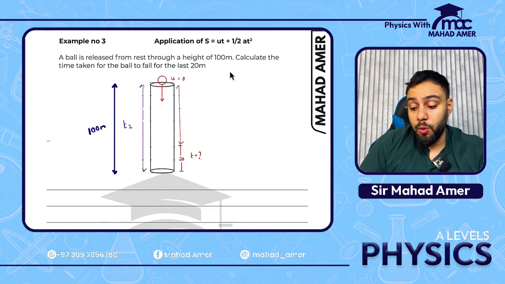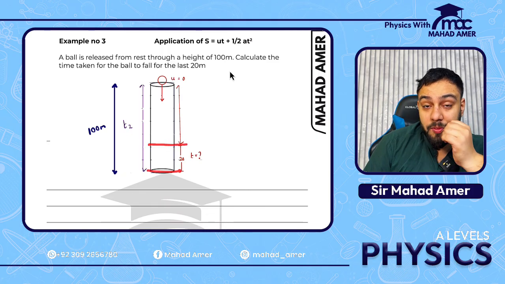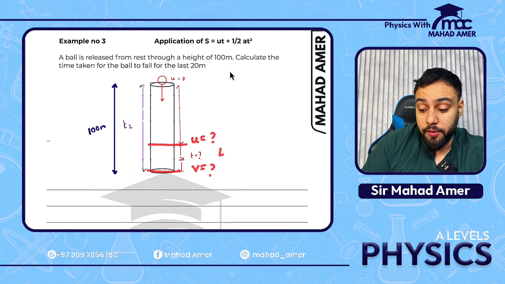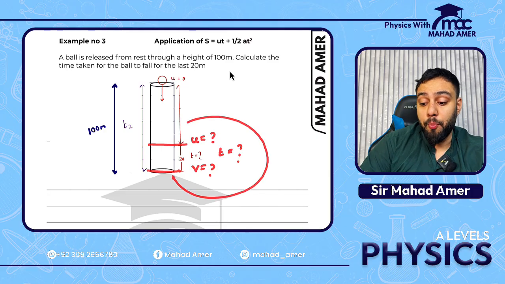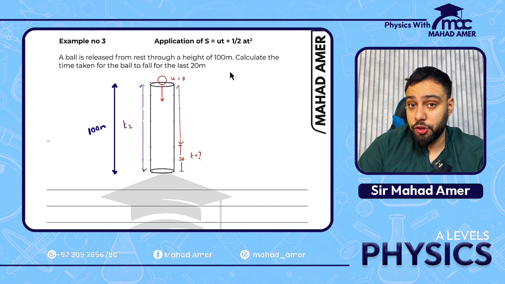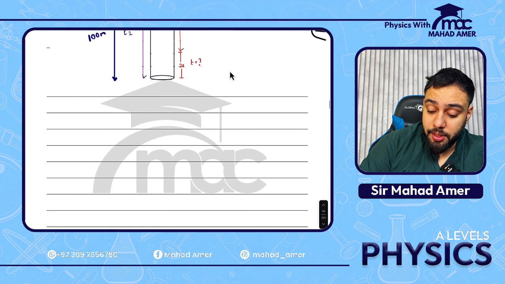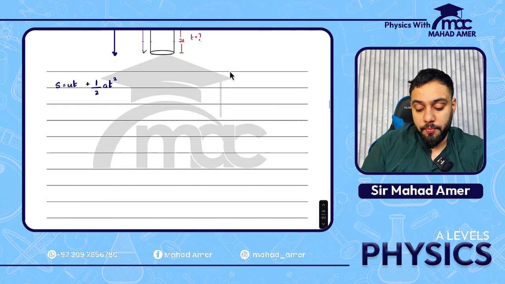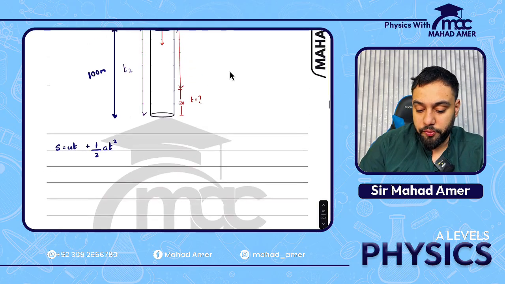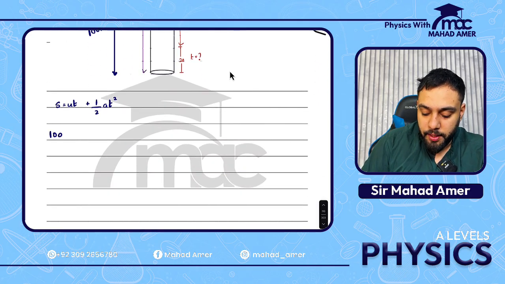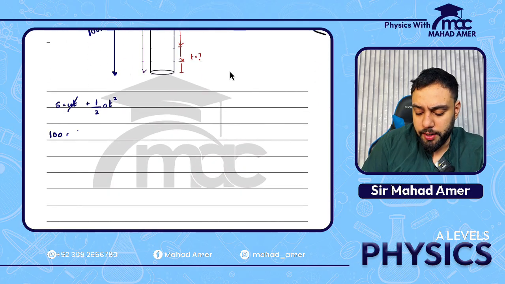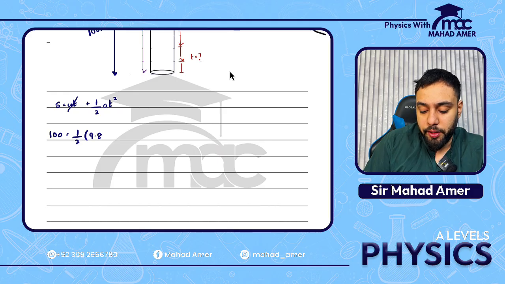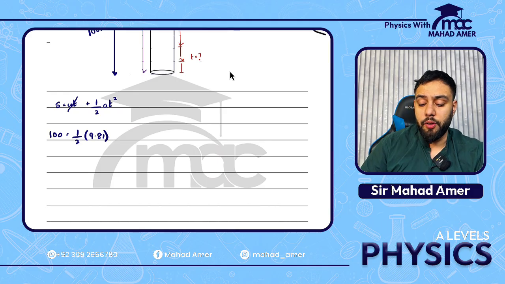Because if you were to find this time directly, you don't have the initial velocity here, you don't have the final velocity here, you don't have the time here. So it's impossible to find that. How are you actually going to solve that? This is going to be the last part of this lecture. S equals ut plus half at squared. So S I've got to find, that's 100, equals initial velocity, which stays 0, so I don't need that. The acceleration is going to be 9.81 because it's falling under the influence of gravity.